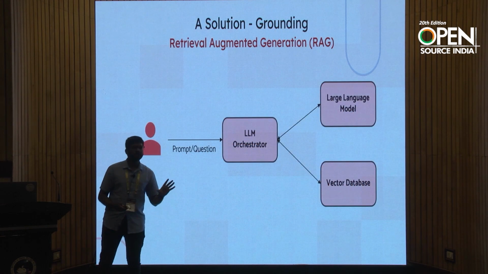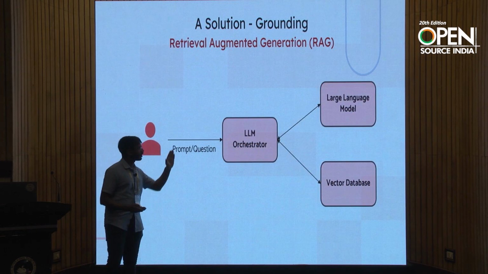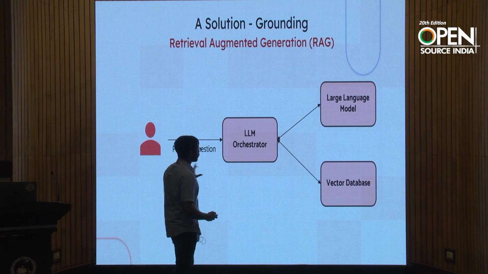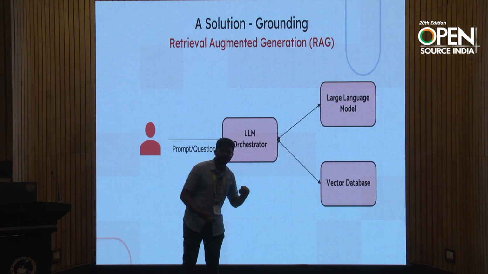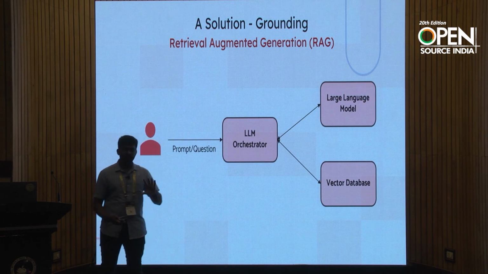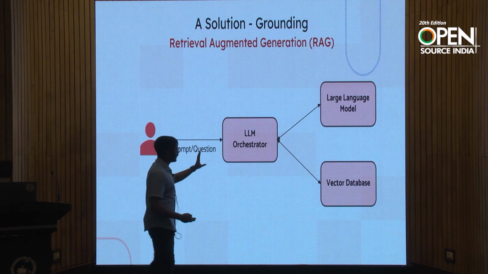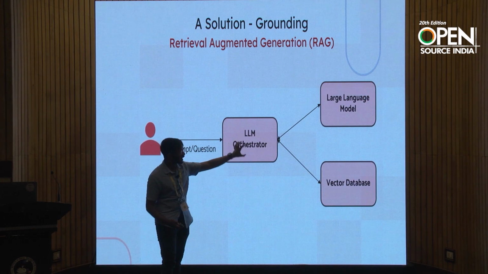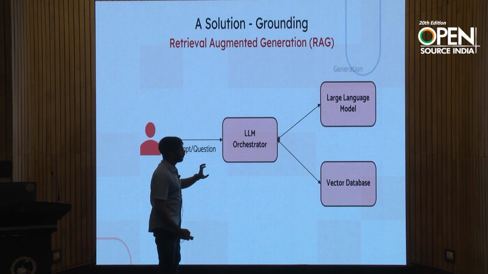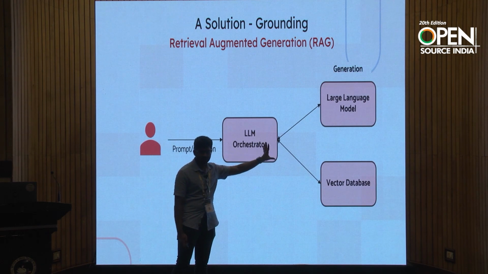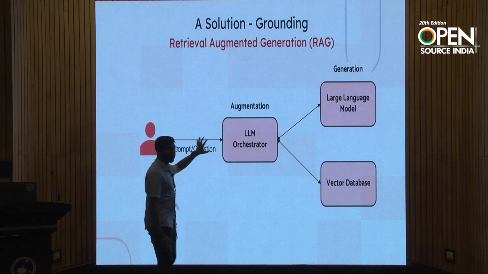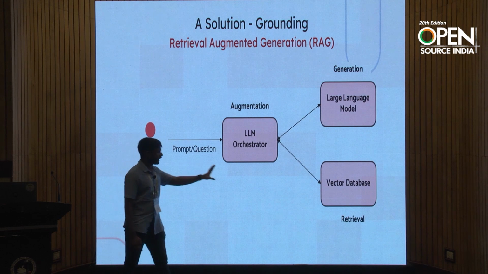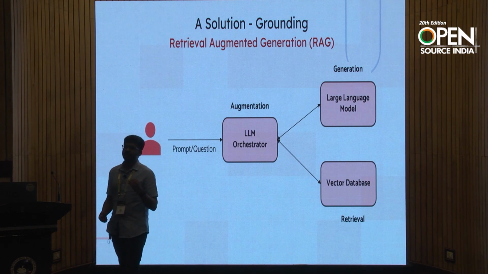Let me introduce to you retrieval augmented generation, or commonly abbreviated as RAG. We have been talking to the large language model, the big boss in the background that's generating the text. Now what we're going to do is add a middleman, the LLM orchestrator. The job of the orchestrator is to combine together this large language model and the vector database. So we are generating text, and we are going to augment that generation with some retrieval from this vector database.